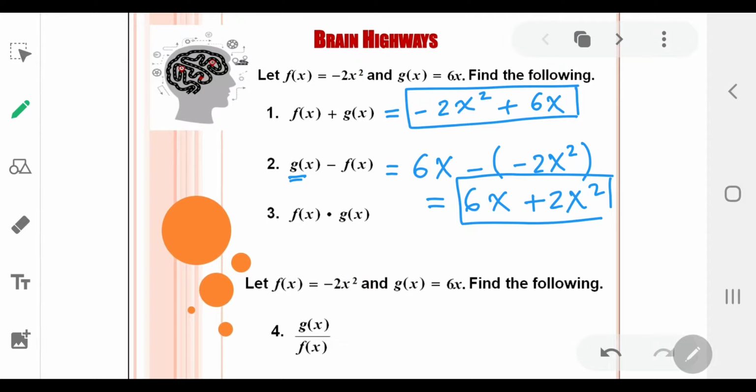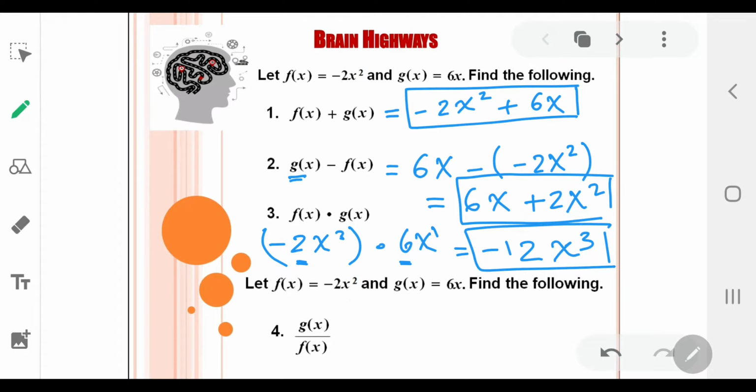Number three, a product of the two functions. Multiply f of x, which is negative 2x squared, times g of x, which is 6x. When you multiply two monomials, for the numbers we multiply the coefficients. Negative 2 times 6 is negative 12. For the variables, we add the exponents, yes, x squared times x is x to the power 3.